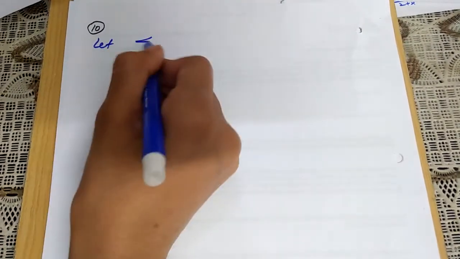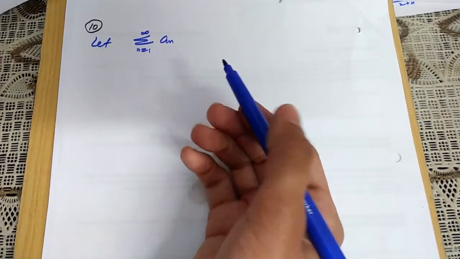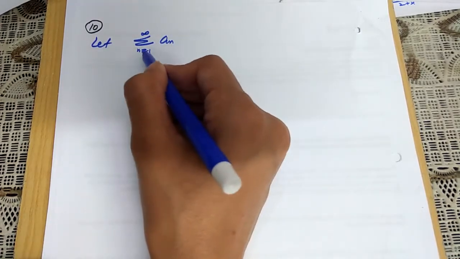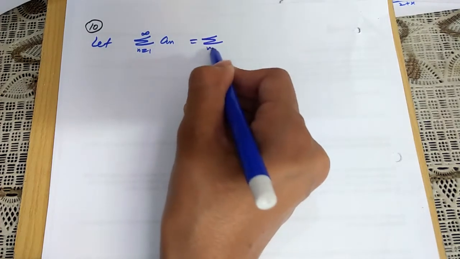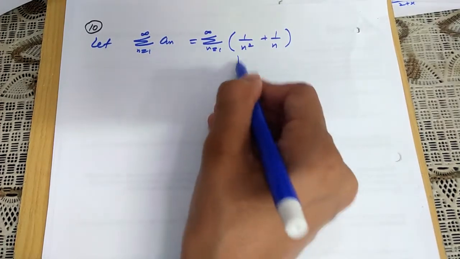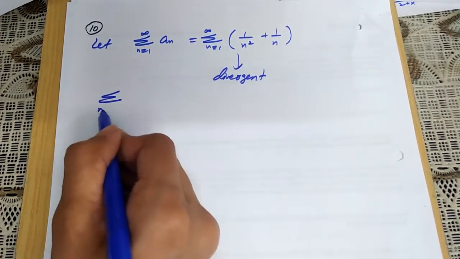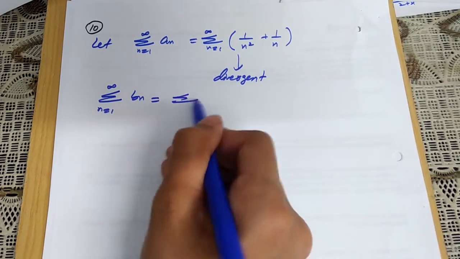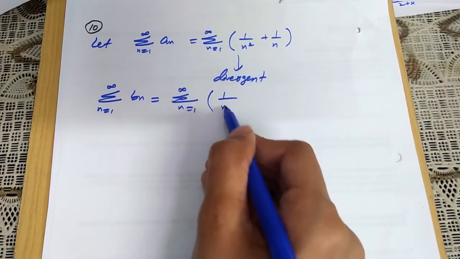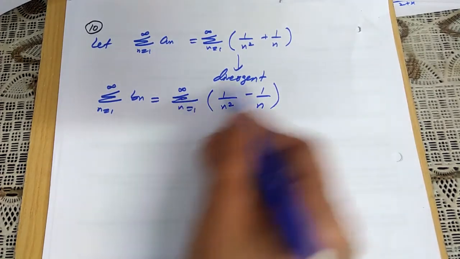Let's suppose we have summation n equals 1 to infinity an. Now we need to select some an and some bn so that both of them are divergent but their sum is convergent. Let's suppose an is summation n equals 1 to infinity 1 over n square plus 1 over n. This one is divergent. Now let's suppose bn is summation n equals 1 to infinity 1 over n square minus 1 over n here. Or you can just take it as an and take this one as bn.